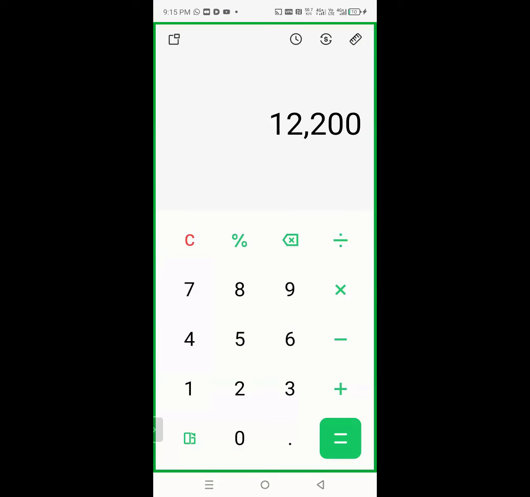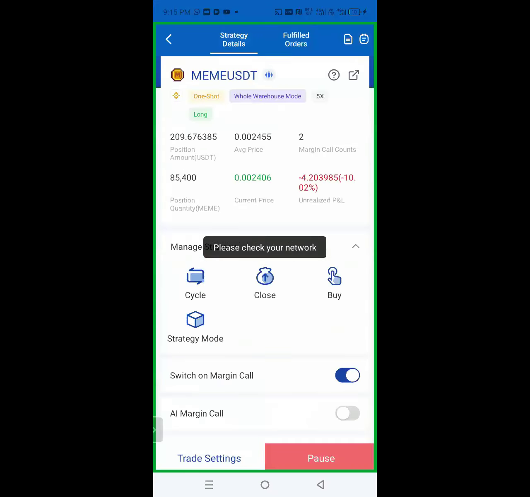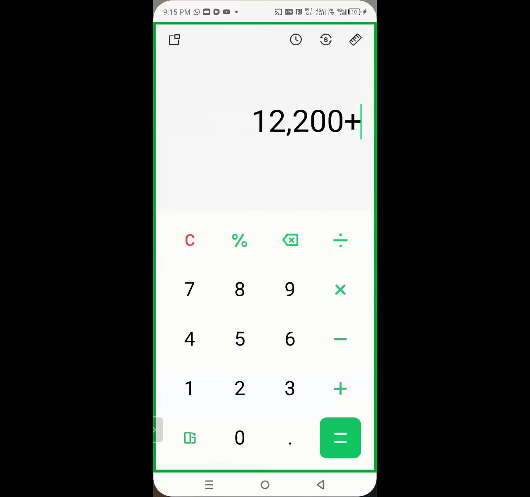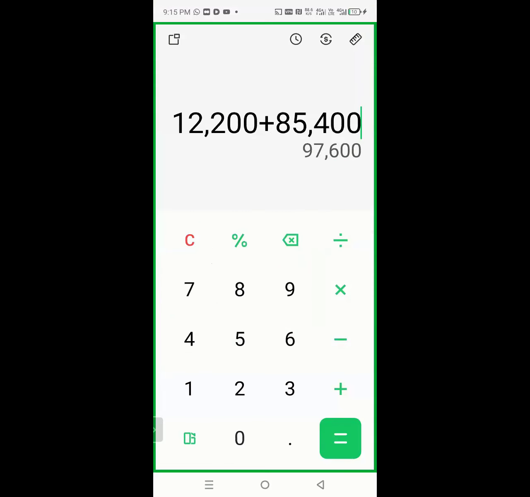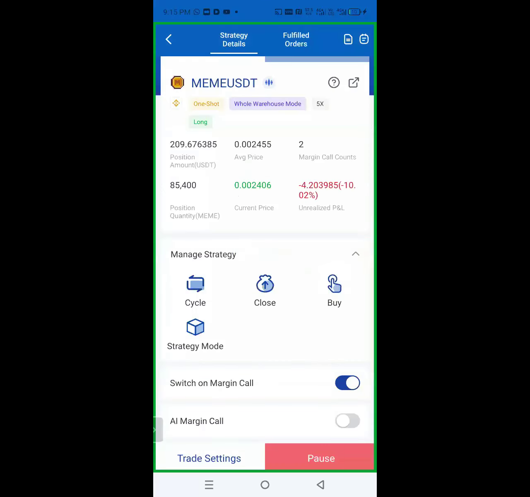So I will add 12,200 to the total quantity already in the trade, which is 85,400. So I will get 97,600. So this is the quantity I was supposed to put here.